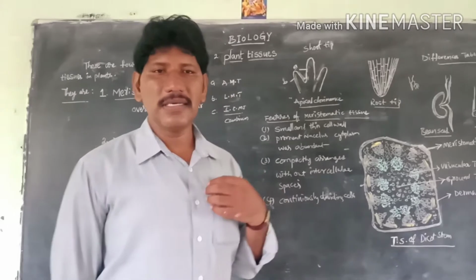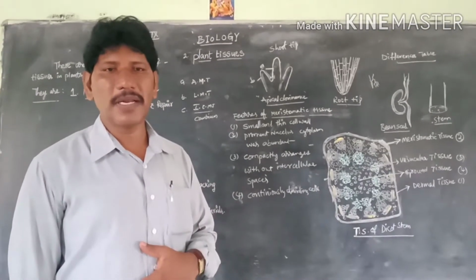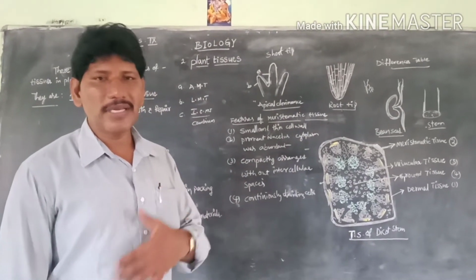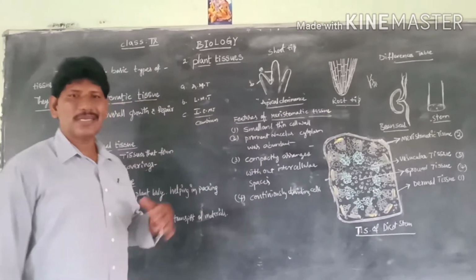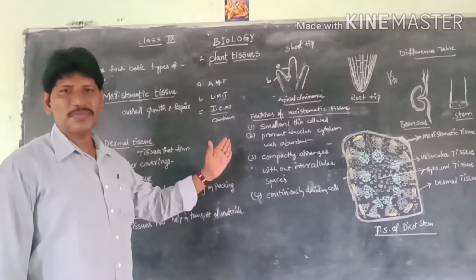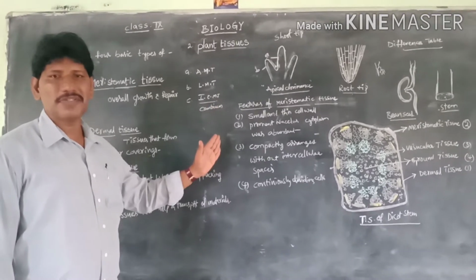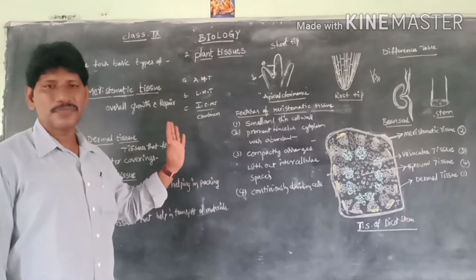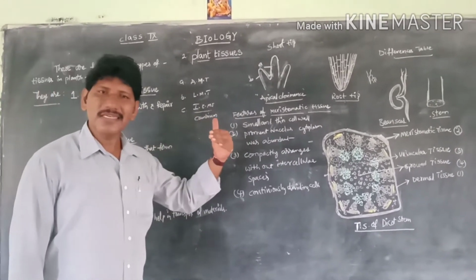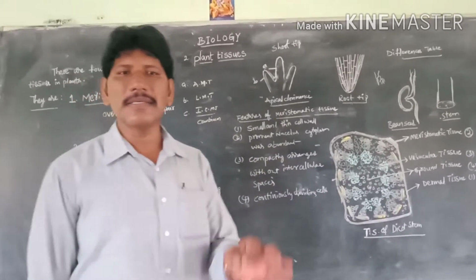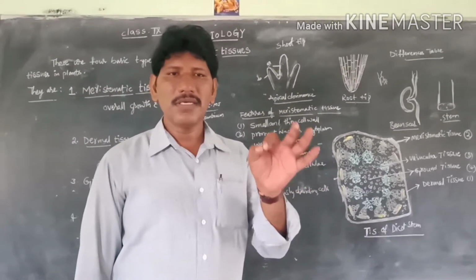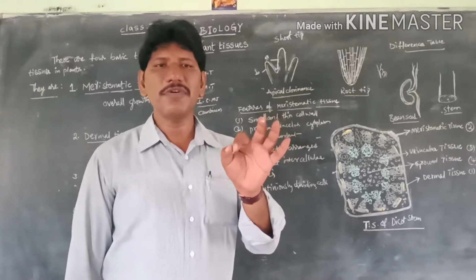Today, in the 9th class biology second chapter, plant tissues, we are going to learn about plant tissues and their types and subtypes, and what different functions are carried out by plants. How can plants manage these different kinds of functions? Basically, they depend on different types of plant tissues.